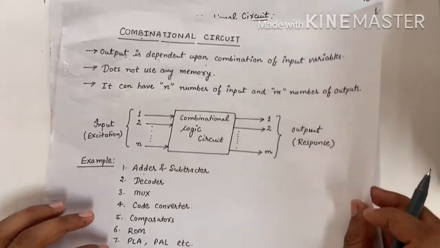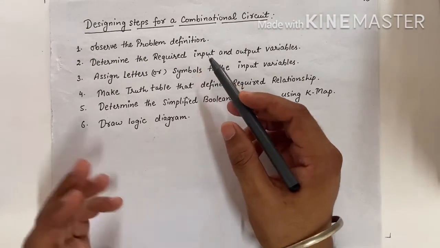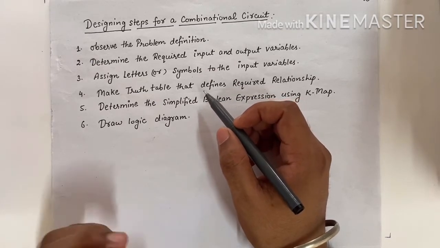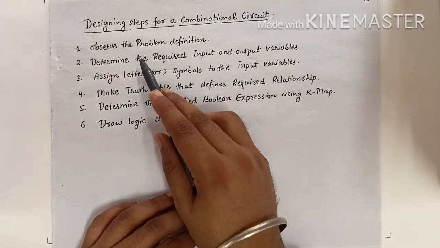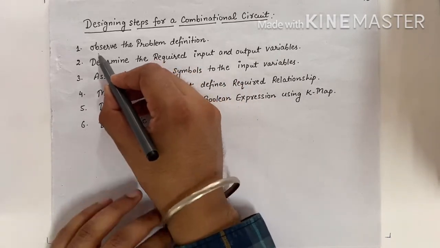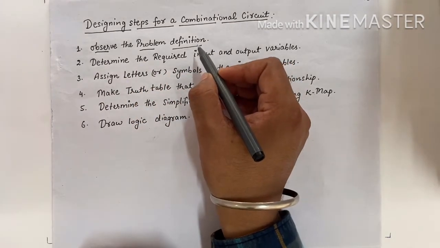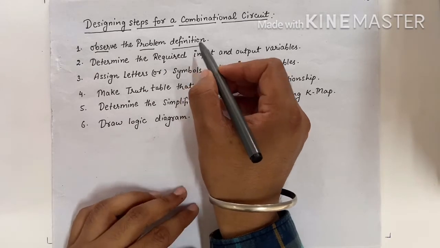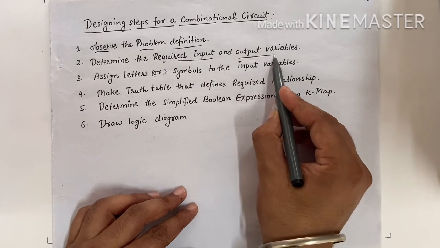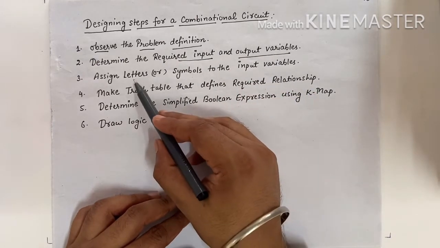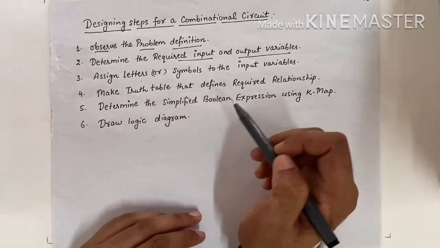Okay, now let us see what the design steps for a combinational circuit are. If we want to design a combinational circuit, we have to take care of these steps. First step is that we have to observe the problem definition, that is, what problem we have to solve. After that, we have to determine the required input and output variables. Then the third point is that we have to assign a letter or symbol to the input variables.